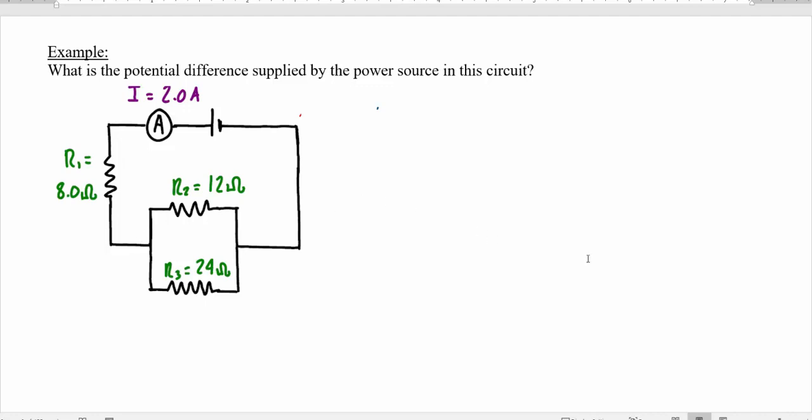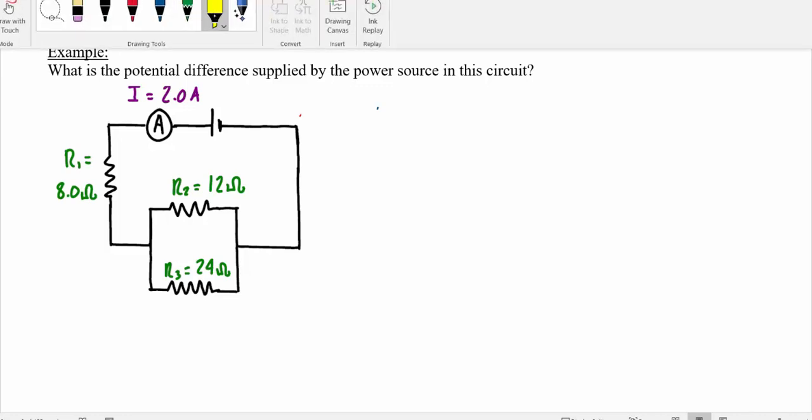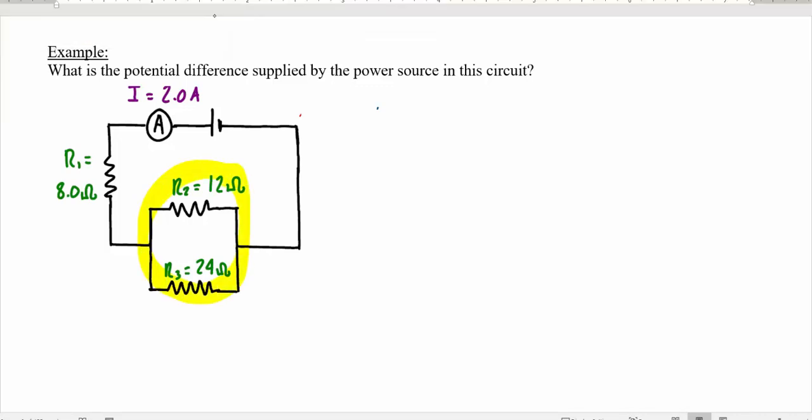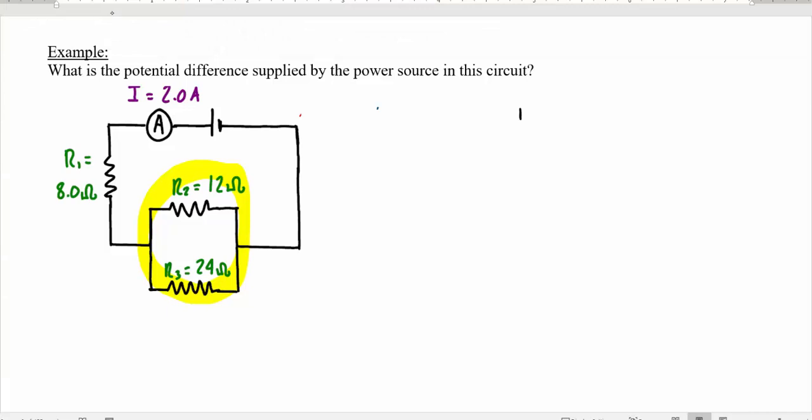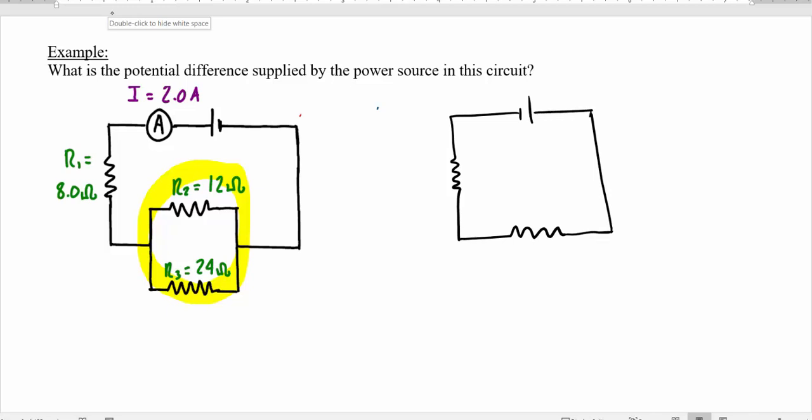One of the strategies I find useful is to take this parallel chunk of the circuit and just imagine that it is one single component. So I'm going to redraw my circuit with resistor R1, which is 8 ohms and hasn't changed, and then think of that whole parallel chunk as just a single component. I'm going to call that RP for R parallel. You can call it whatever you like. I know my current here is still 2 amps.